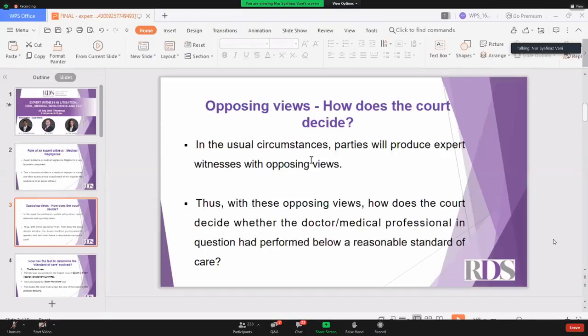So the main issue in medical negligence litigation is, how does the court decide whether the defendant doctor or the medical professional in question actually performed below the standard of care? Basically, the court is listening to one side saying, no, this is the approach you should take. The other side is saying, no, this is the correct approach. So how do the judges decide between the doctors?